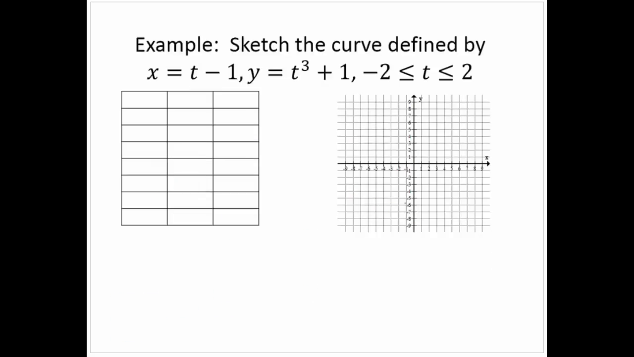So here's another exercise, and this would be a good one to try on your own. If you'd like to do that, now would be a good time to pause.